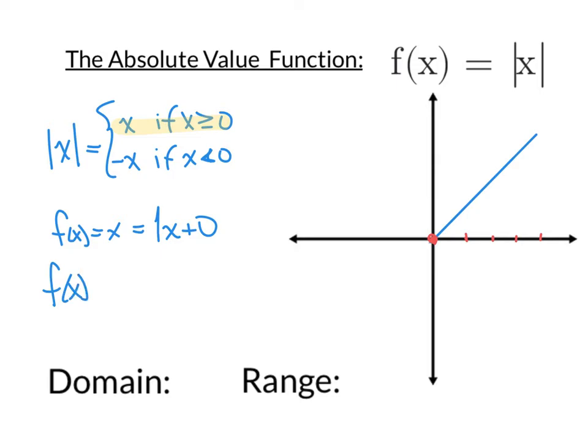That is that f of x is equal to the opposite of x. So that's going to be a line with the slope of -1, but also having a y-intercept of 0. To graph that line, it's going to have a y-intercept of 0, slope of -1 like this, but it only equals -x if x is less than 0.